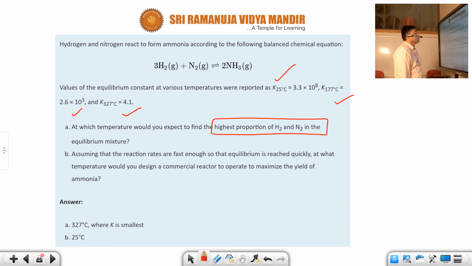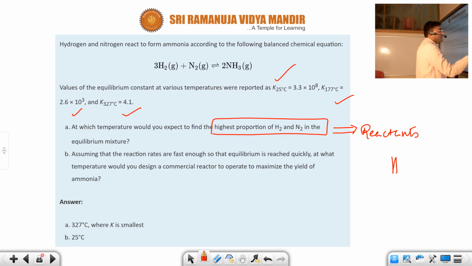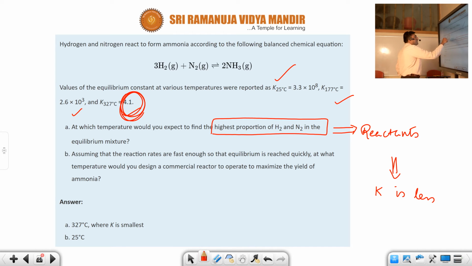Students, the highest proportion of N2 and H2 means these should be reactants. Reactants are favorable when the Kc value is less. In which case is the K value less? 4.1. So at 327 degrees centigrade the K value is 4.1. You can see clearly that at 327 degrees it is 4.1. That is the answer. Now let us see the second part of the question.